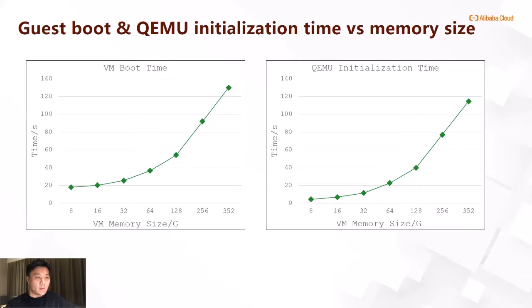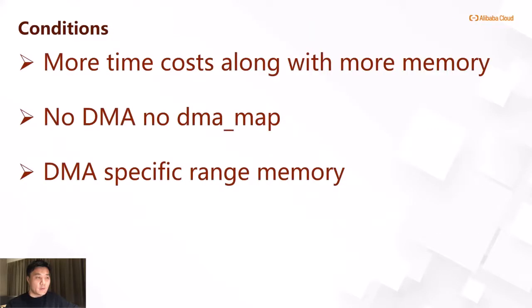We need to figure out the root cause. Then we have the right chart. It shows the QEMU initialization time versus memory size. As you can see, most of the boot time is in QEMU initialization, and most of the initialization time is spent doing DMA map. Before we raise the solution, we need to know some conditions. First, more memory means more time cost. Second, no DMA, no DMA map. If there are no devices that need to do DMA, of course, you don't need to do DMA map.